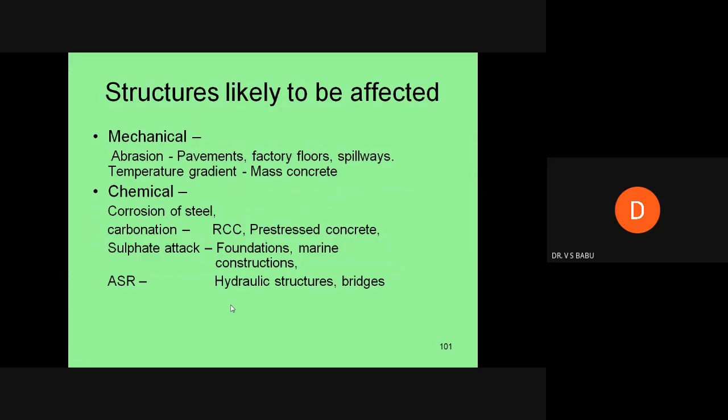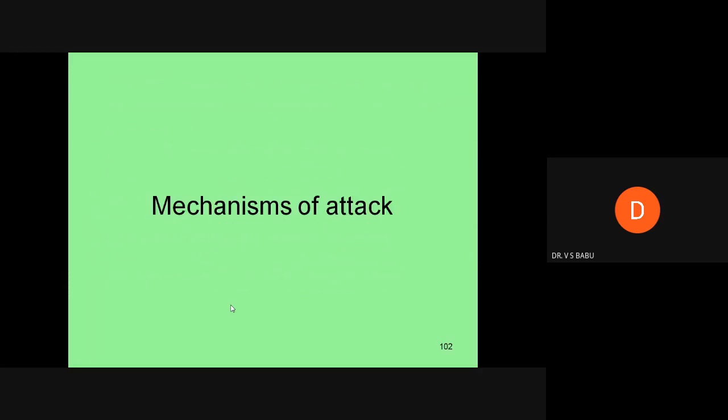The sulfate salts and chloride salts in marine constructions. Marine means in the sea, like Bombay, Visakhapatnam, Calcutta, etc., at the seashore. In these marine constructions, sulfate salts generally attack the members of the piers and jetties, in the case of harbor structures. And ASR, in hydraulic structures and bridges, the ASR problem.